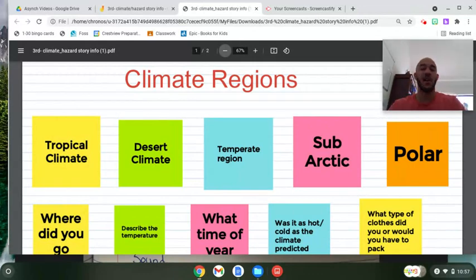Okay, so let's just talk about climate regions. Say you wanted to write a story about a climate region. So again, here are the climate regions: tropical, desert, temperate, subarctic, polar. Have you ever gone on a vacation to a location that was in one of these climate regions? Hawaii, Germany, North Pole, Russia, Antarctica, Australia. Did you ever go and visit these places?